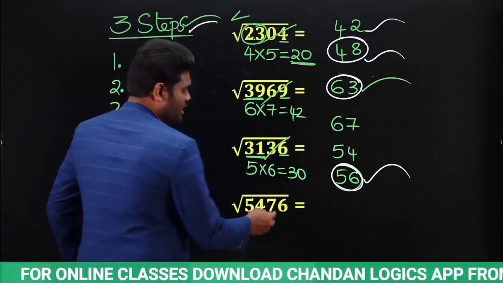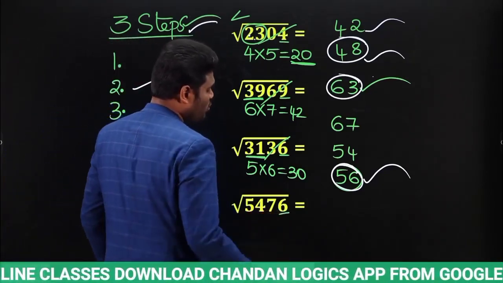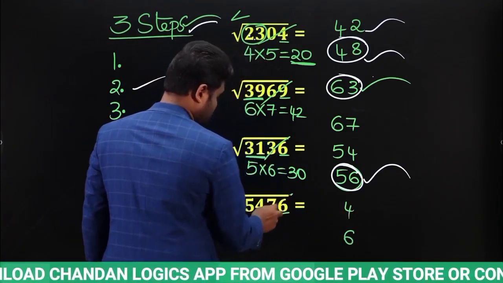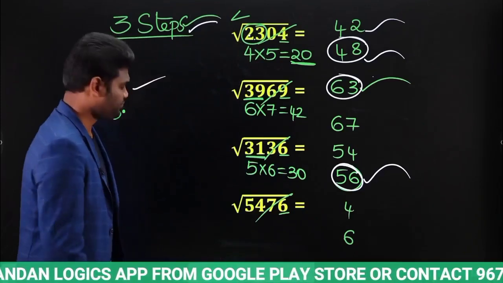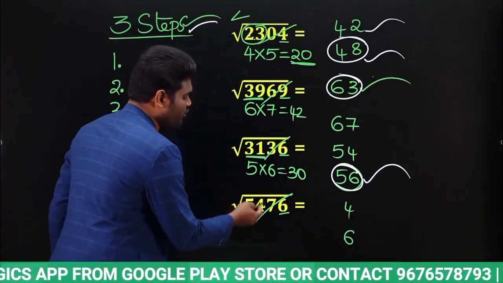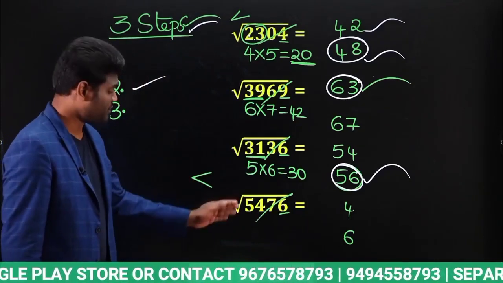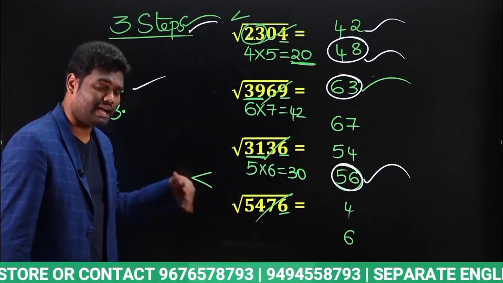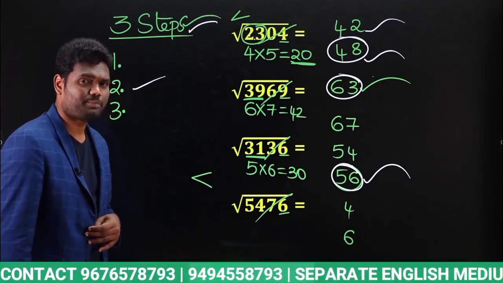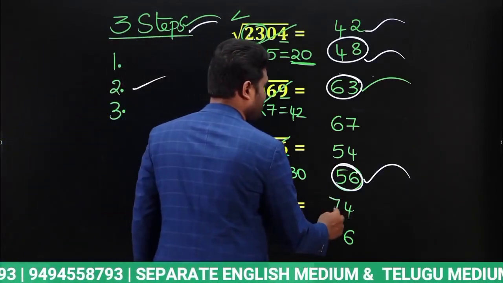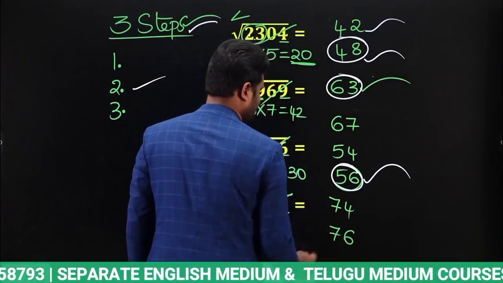Okay. Next, 6. You have last digit 6. Where do we get 6? 6 you are going to get it 4 or 6. Strike off last 2 digits. Next, the perfect square close to 54 and less than 54 is 7 square. 7 square is 49. Yes or no? Which means this should be 74 or 76.